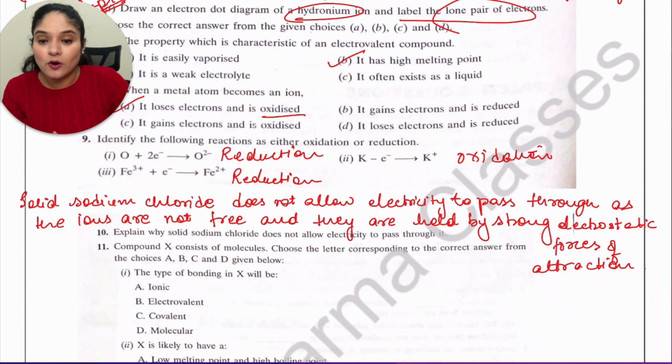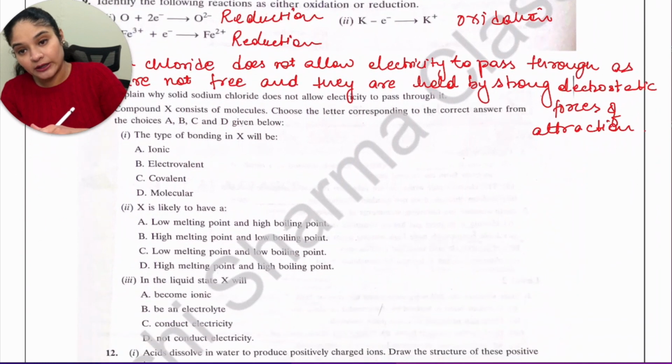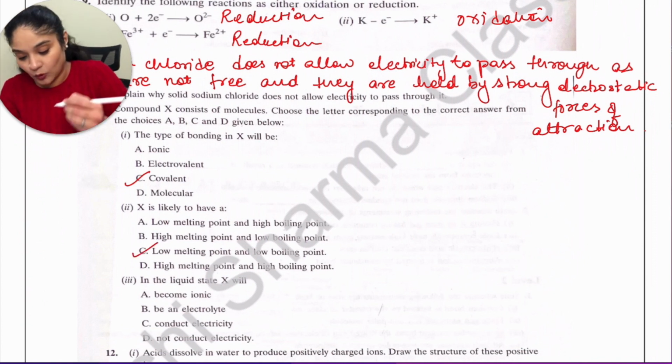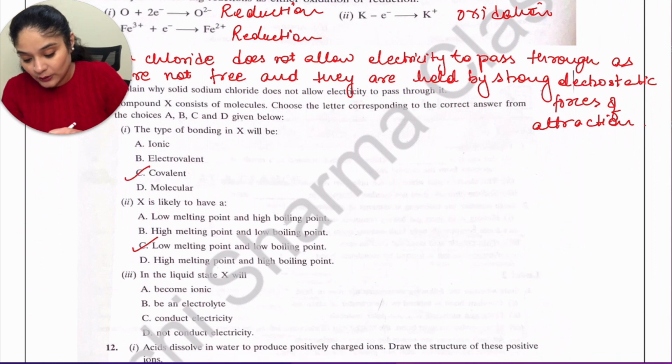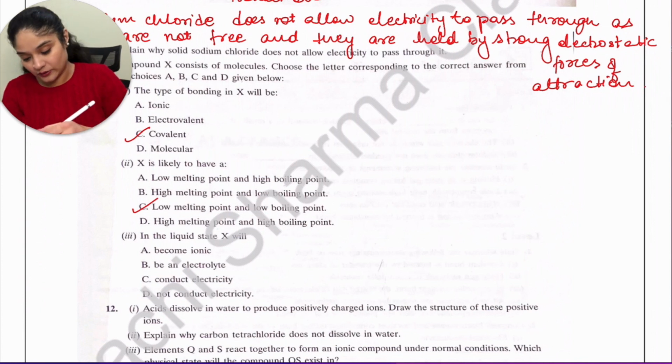So the type of bonding in X will be, if you have molecules, the type of bonding you will have will be covalent. Since it is covalent, X is likely to have a low melting point and low boiling point. In the liquid state, it's a covalent bond, so it will not conduct electricity.